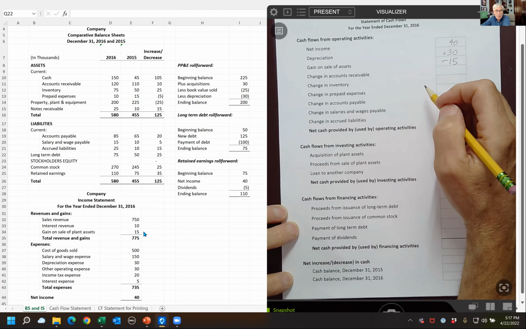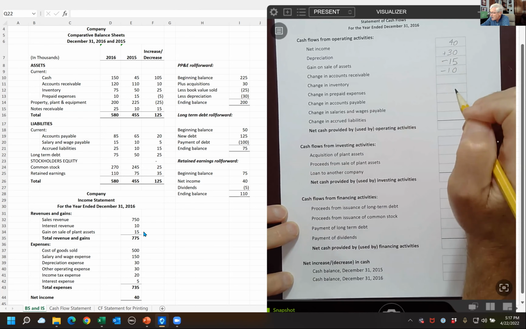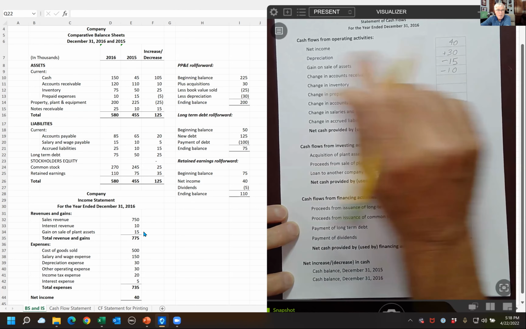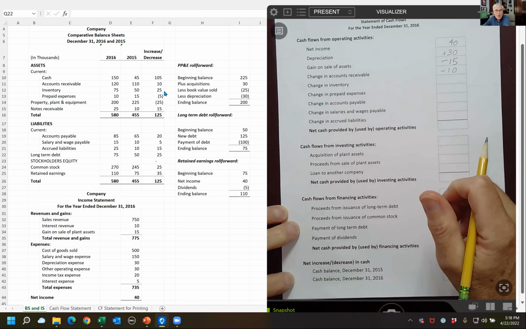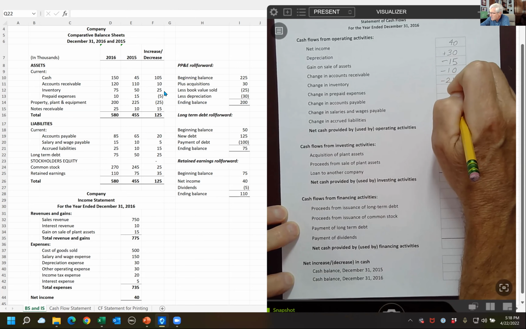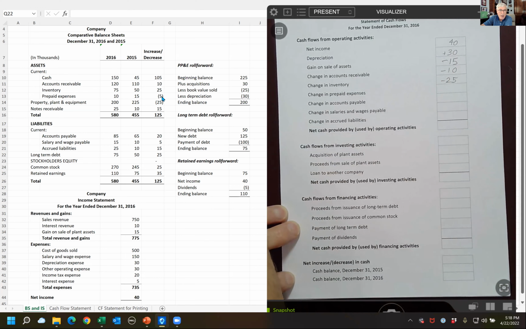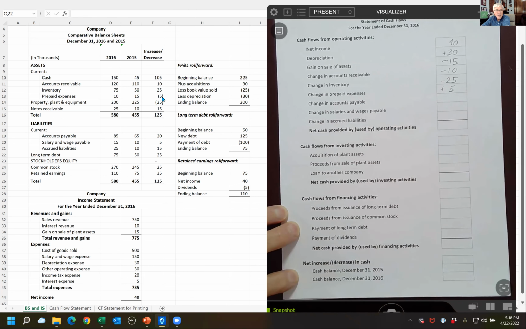Now I'm just going to go down the road here. Change in accounts receivable. They went up by 10, opposite direction on the cash flow statement, minus 10. Change in inventory, and I'm pulling these things right up here. I've already done the math for me here. Inventory went up by 25, that's minus 25. Change in prepaid expenses. They went down by 5, also opposite direction, plus 5. And then that's done with current assets.